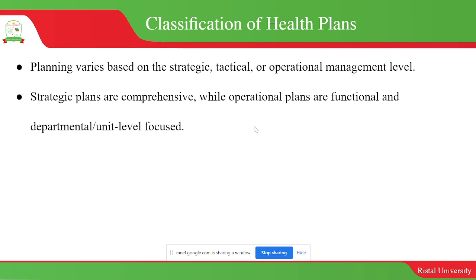So often strategic plans are more comprehensive. They look at the organization and the environment in which the organization is operating in. Whereas the operational plan is basically looking at how activities are being carried out. So it is functional or departmental level focused. Okay, whereas the strategic plan is usually made by the top management for the project.